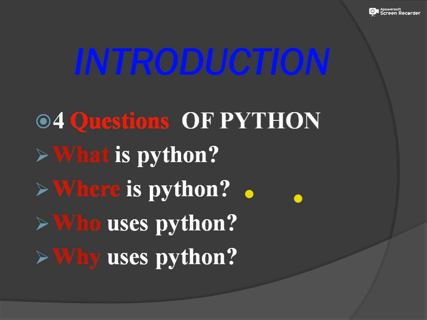In 1994, its first version, Python 1.0, was released, and its second version, Python 2.0, was released in October 2000. Its third version, Python 3.0, was released in 2008. The newer version, Python 3.6.1, was released in the month of March 2017.